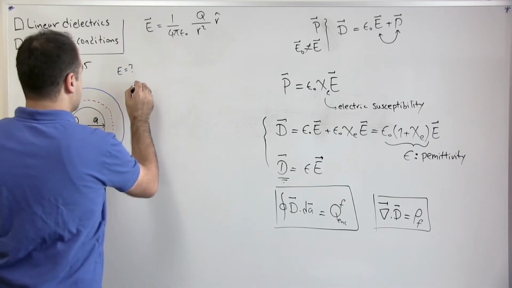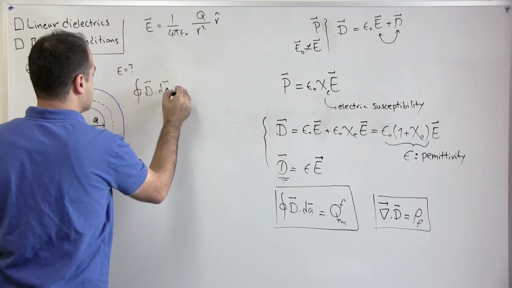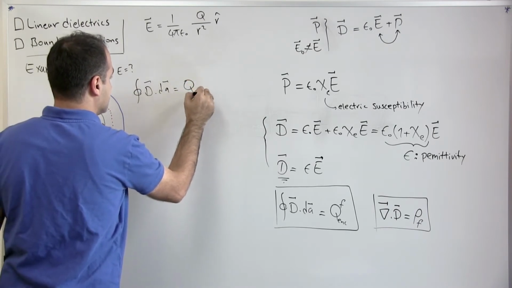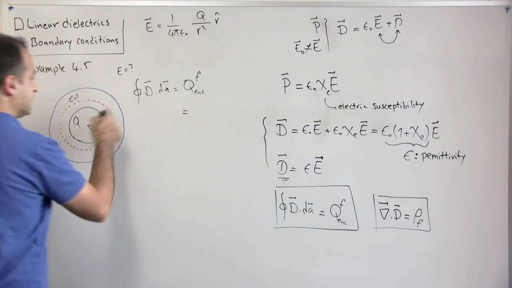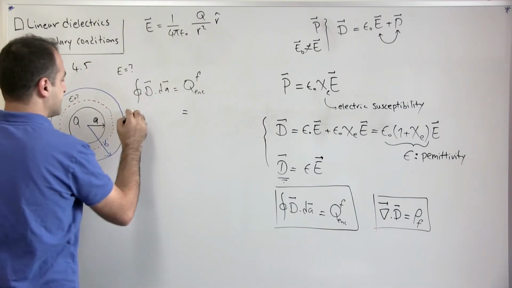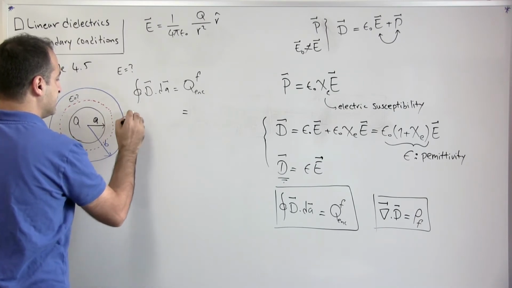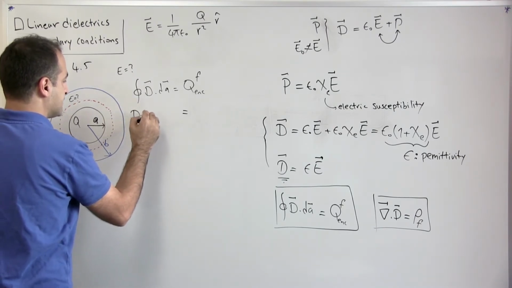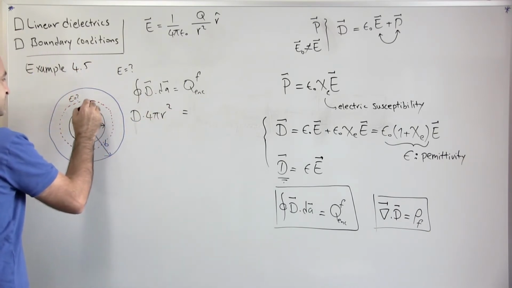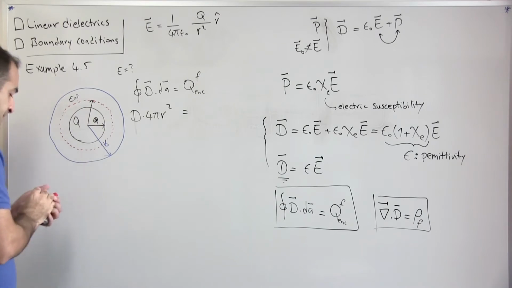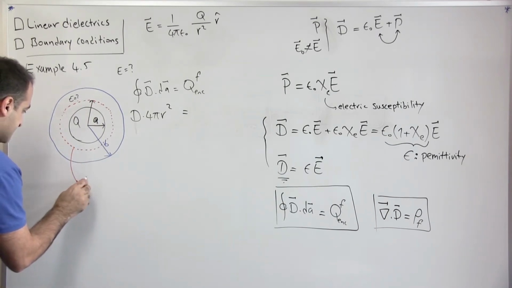Okay, so here the integral of D dot dA should be equal to Q enclosed free, and because of the symmetry, I can say it's the magnitude of D times 4 pi R squared, and R is the radius of the Gaussian surface that I am considering. Okay, so the red one here is a Gaussian surface.